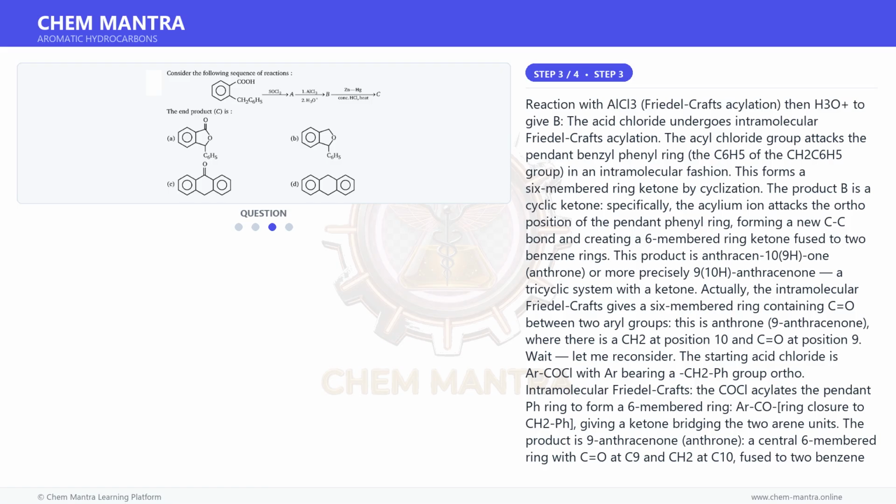The starting acid chloride is Ar-COCl with Ar bearing a CH2Ph group ortho. Intramolecular Friedel-Crafts, the COCl acylates the pendant Ph ring to form a 6-membered ring, Ar-CO, ring closure to CH2Ph, giving a ketone bridging the 2 arene units. The product is 9-anthracenone, anthrone, a central 6-membered ring with C=O at C9 and CH2 at C10 fused to 2 benzene rings. So B is anthrone.